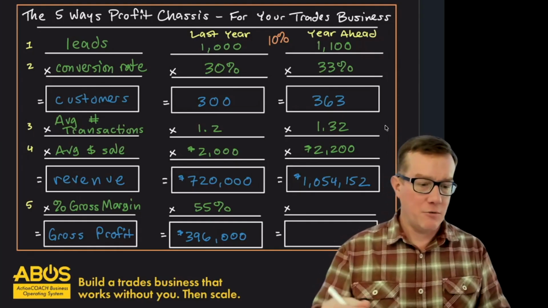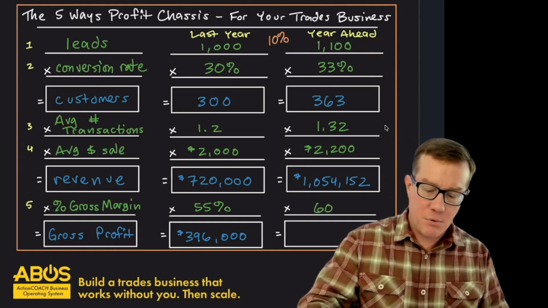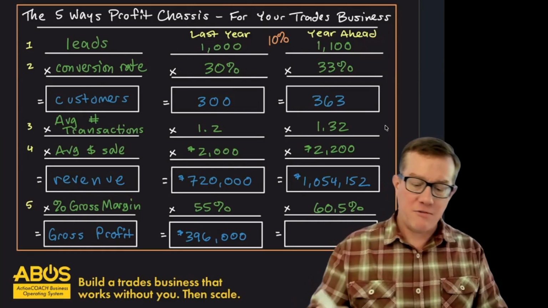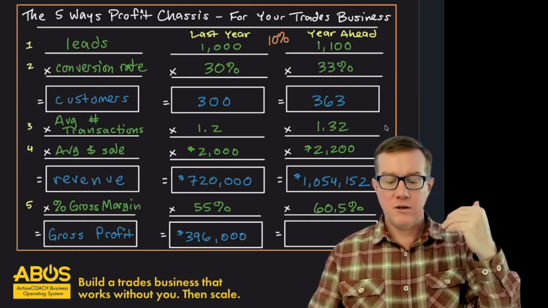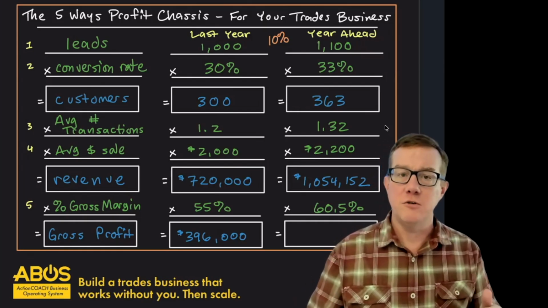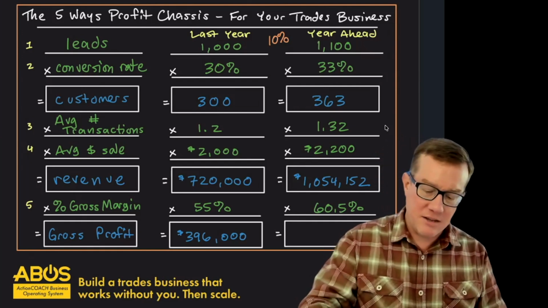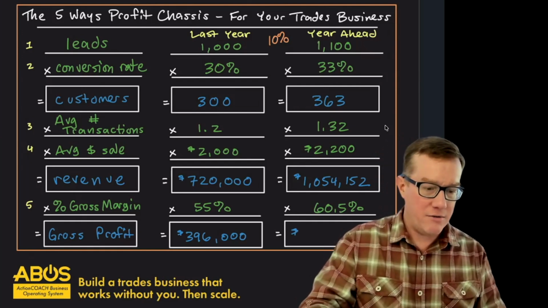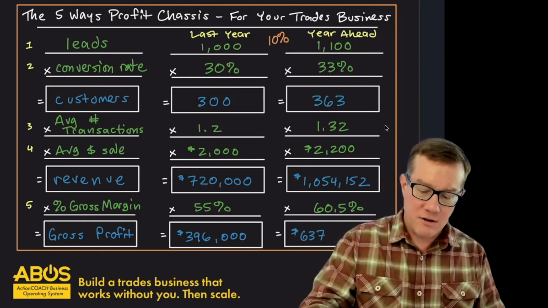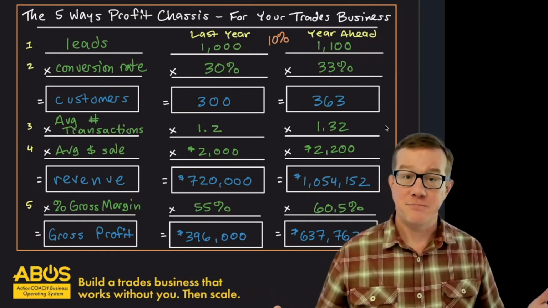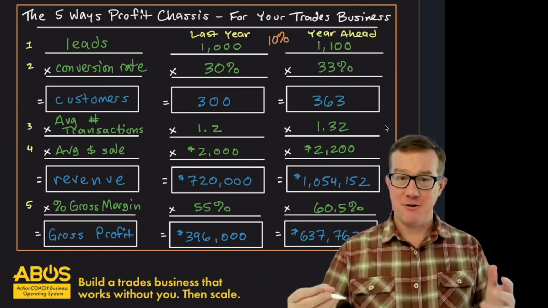10% increase on that would take it to 60.5%. And our new gross profit figure, that's $1,054,152 by 60.5%, means that year over year we now have $637,762 in gross profit. Now the numbers look great here, right?